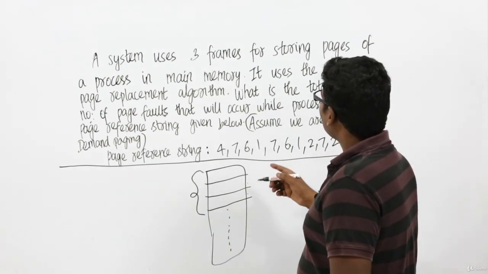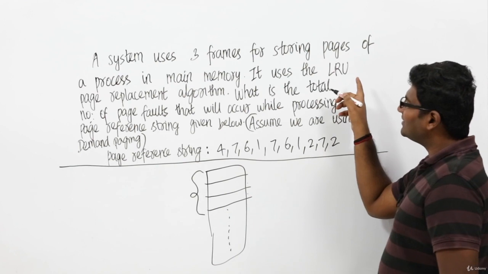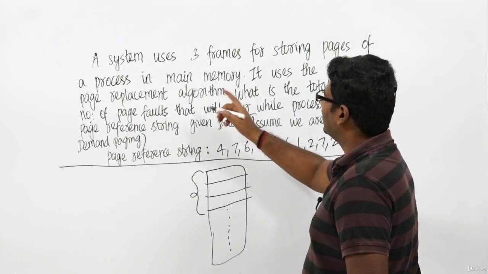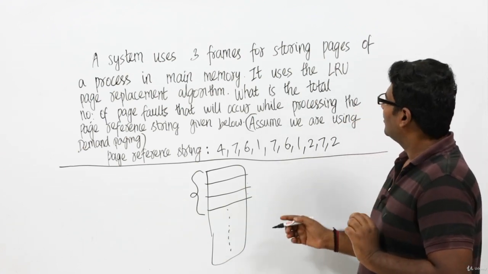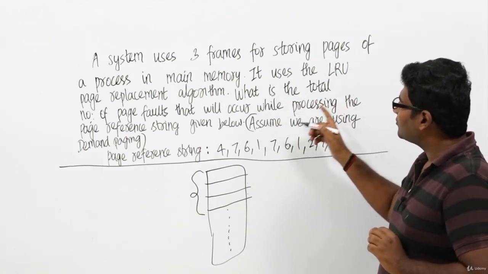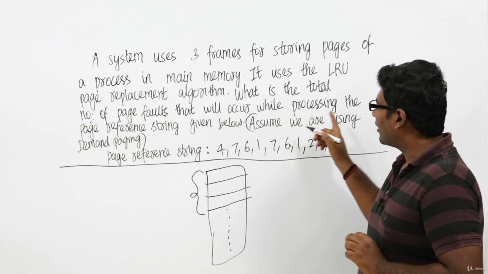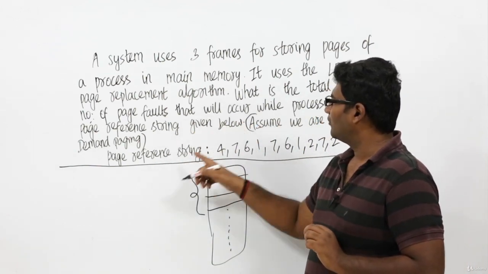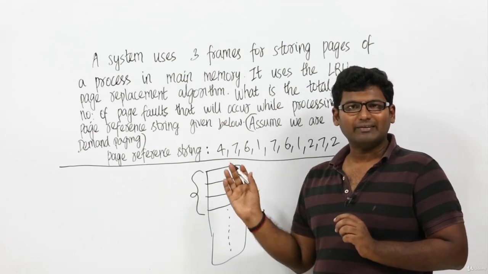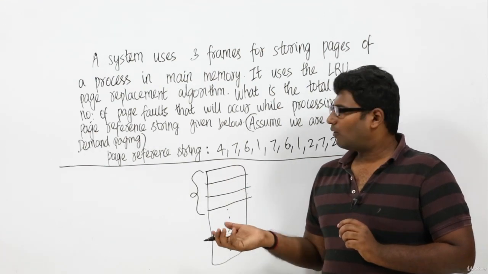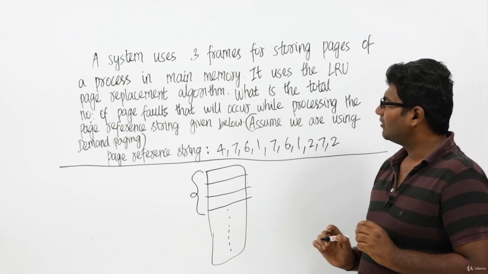Fine. It uses the least recently used page replacement algorithm. Now let's see about least recently used a bit later. What is the total number of page faults that will occur while processing the page reference string given below? They have given the page reference string. Now what do we mean by page referencing? See, they are asking the number of page faults, right? Now what do we mean by page reference string?